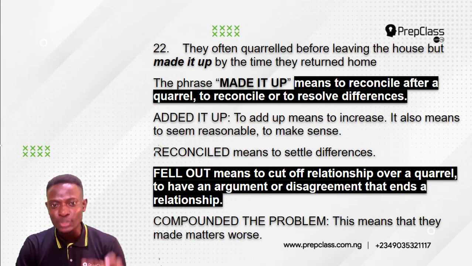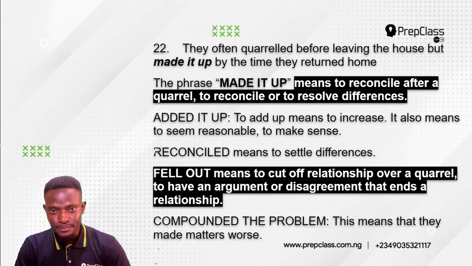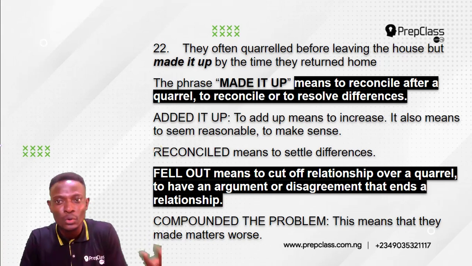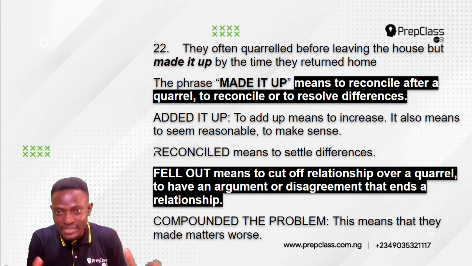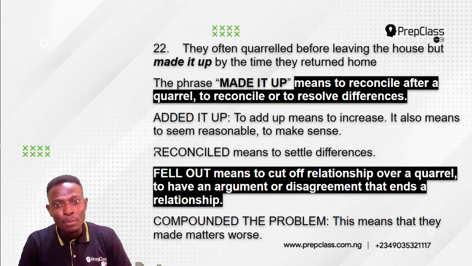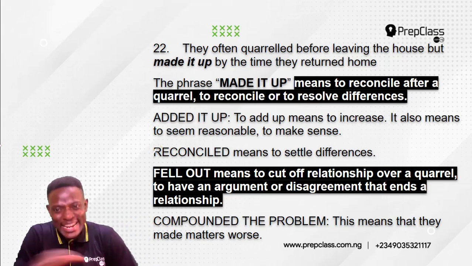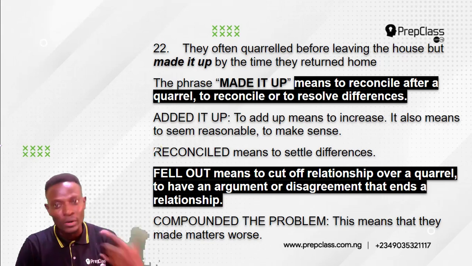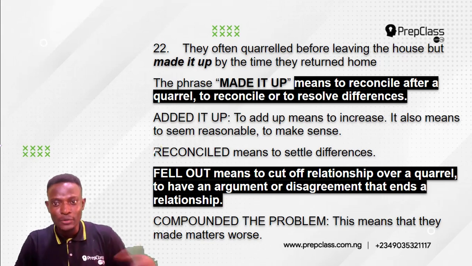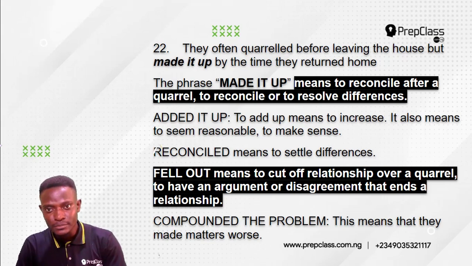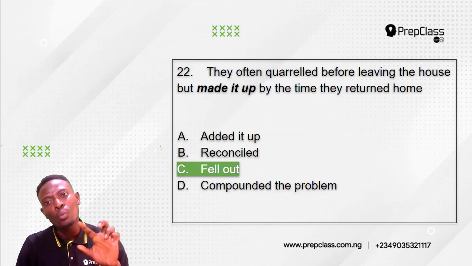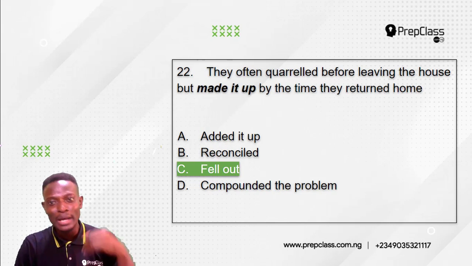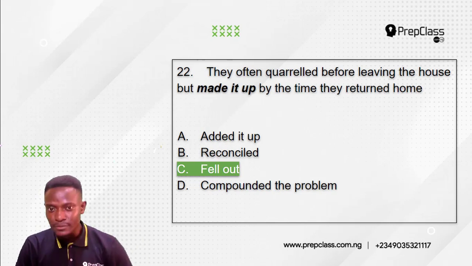Now the answer is option C, fell out. The phrase made it up means to reconcile after a quarrel, to resolve differences, to bury the hatchet. But if you fall out, it means what? You've ended a relationship as a result of a quarrel. So if you're not reconciling, you are falling out. So the answer is option C, fell out. They often quarreled before leaving the house but made it up by the time they returned home. The opposite in meaning to made it up is fell out.